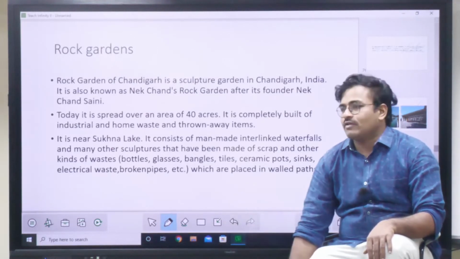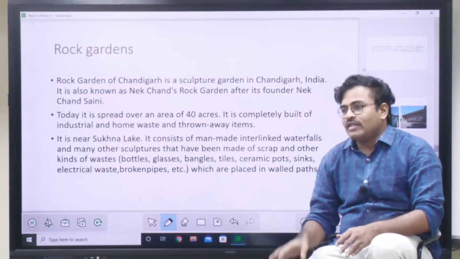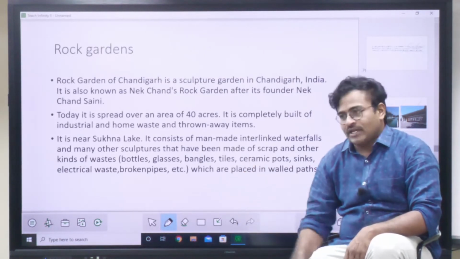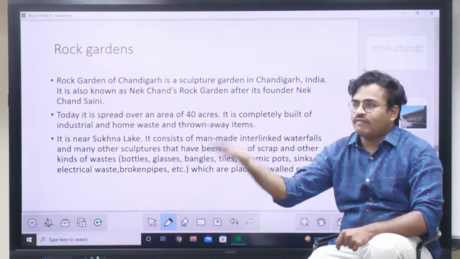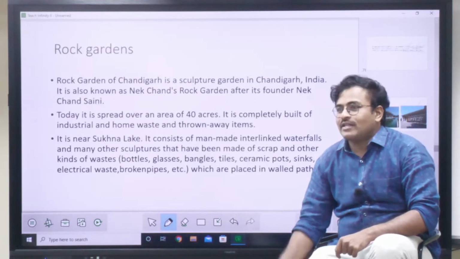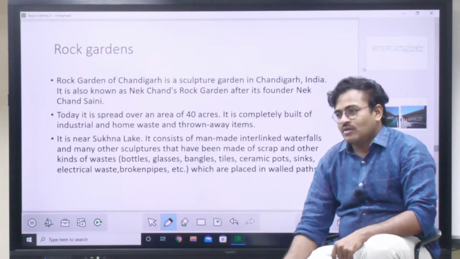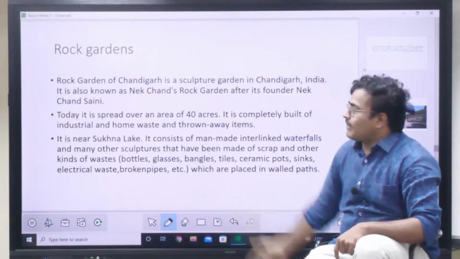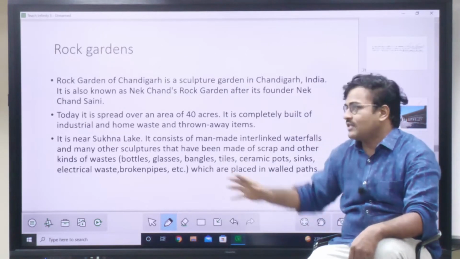And after going inside the forest, he started constructing a park with the help of this refuse and waste material. And this is known as Nekchand Parks. And after nearly 10 or 15 years of this person's work, this park was finally found out by the government. Rather than punishing him, they converted it into Nekchand's garden. So this Rock Garden is mainly built with refuse and waste. That is the only thing here.